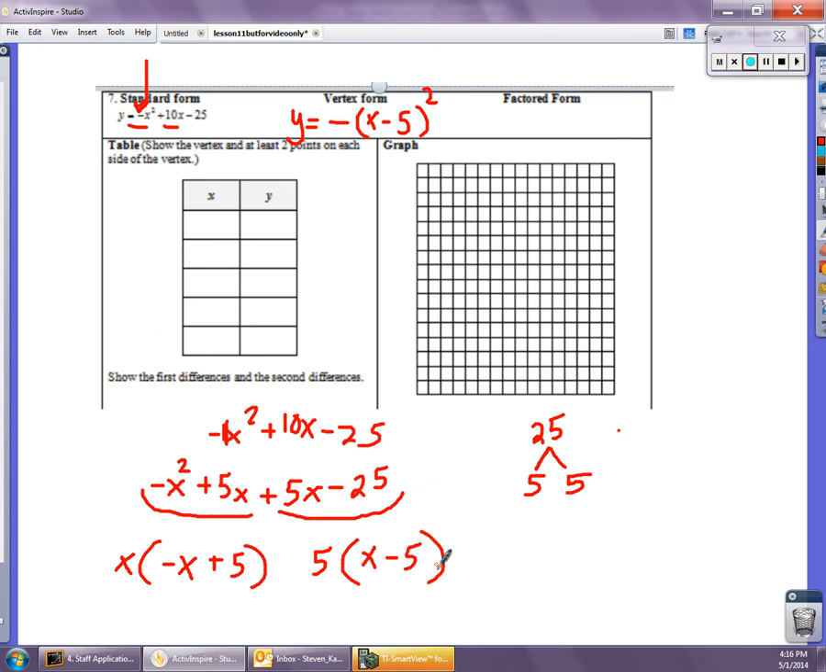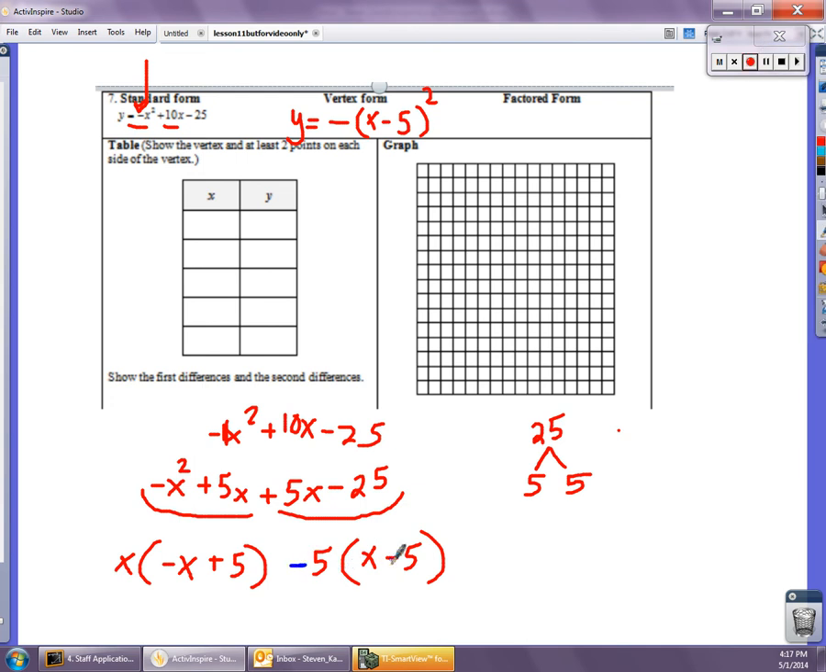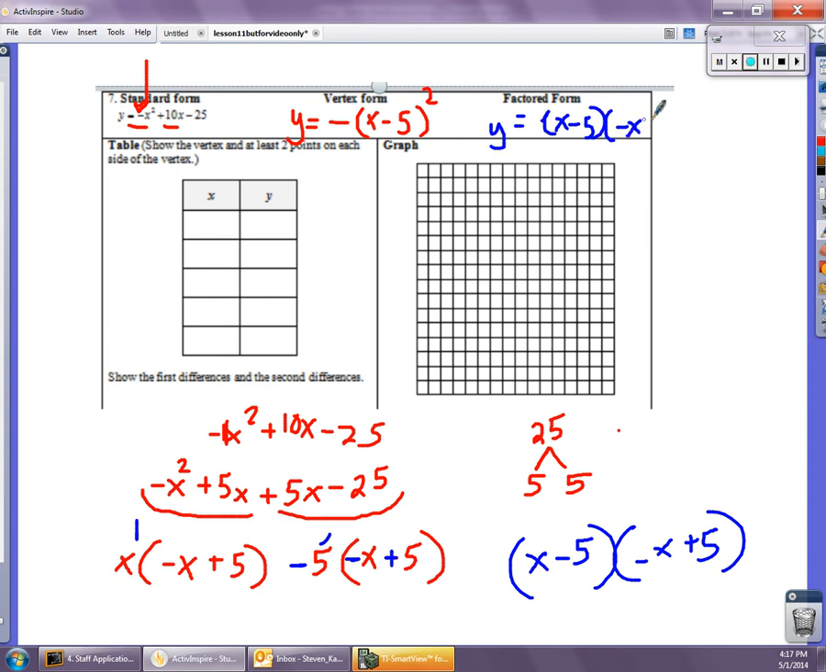You'll see that inside the parentheses, it's the opposite. So in order to change that, I'm going to factor out a negative 1. So I put a negative 5, and I'm going to change everything inside the parentheses to the opposite. Now I have the same thing written inside. So I can say my factors are x minus 5, the things on the outside of the parentheses, and the stuff inside the parentheses, which is negative x plus 5. So I can use this as my factored form. Y equals x minus 5 times negative x plus 5.